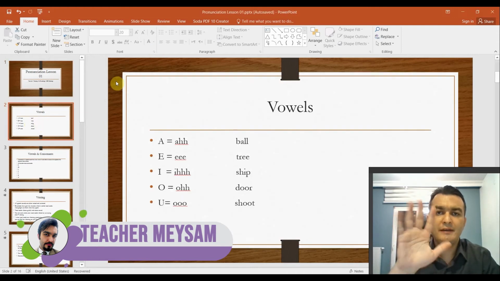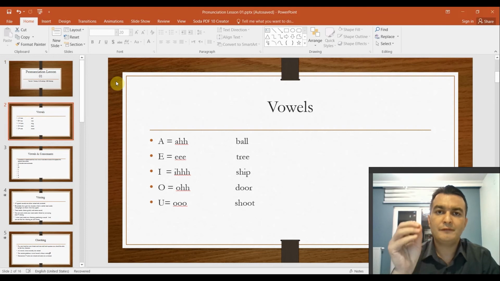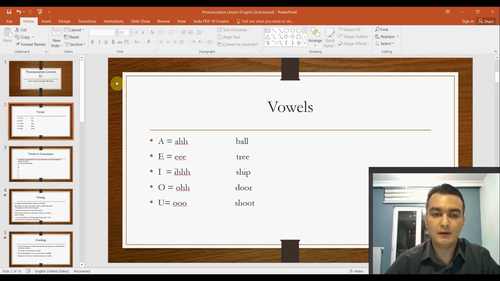Vowels are 5 characters, 5 letters, or let's say 5 sounds, okay? Like a, e, i, o, and u. Like ball, e like tree, i like ship, o like door, u like shoot. Okay, we have 5 vowels.